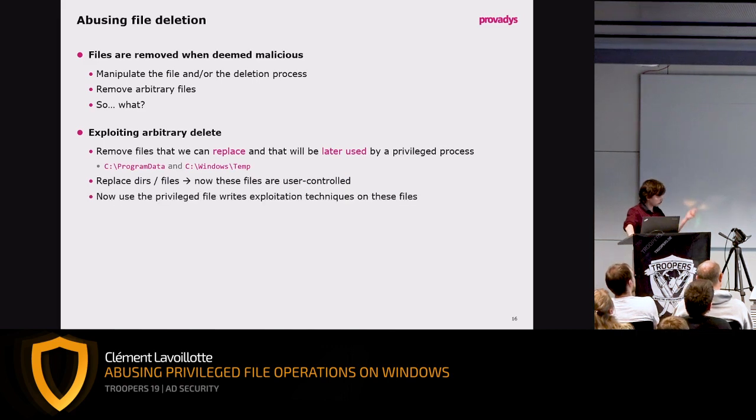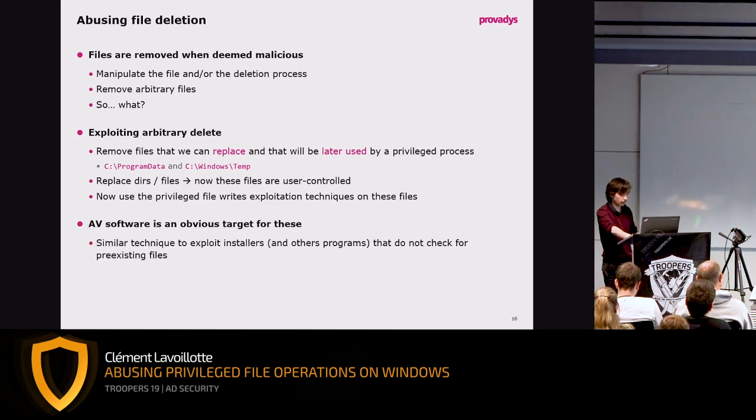And then, if a privileged process, either the same process or another process, uses this file, well, we are back to the same situation as trying to exploit an arbitrary file write, because we own this file. So it's like a privileged process accessing a user-owned file. And AV is an obvious target, but you can also use this, for instance, to exploit any kind of software that does not check for pre-existing files, like installers.